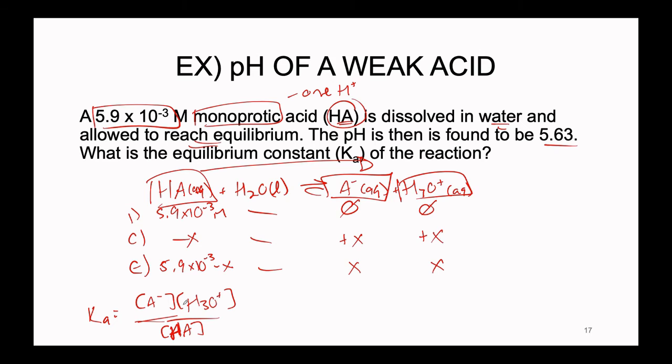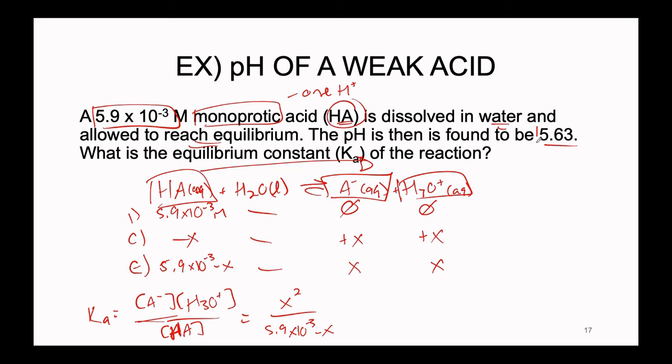Again, we're always looking at product divided by reactant concentrations. We know that our reactant concentration is going to be lost a little bit, and we're going to generate some product. This is going to give us x squared all divided by 5.9 times 10 to the negative 3 minus x. But here we can see that we have no known Ka. We don't know initially what our x is equal to, so how do we solve for K?